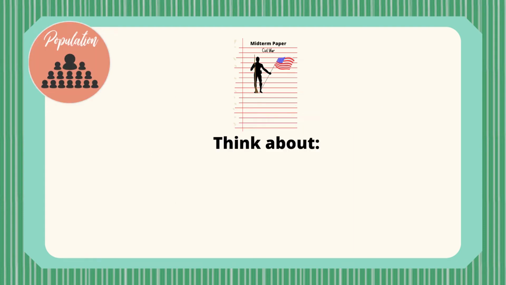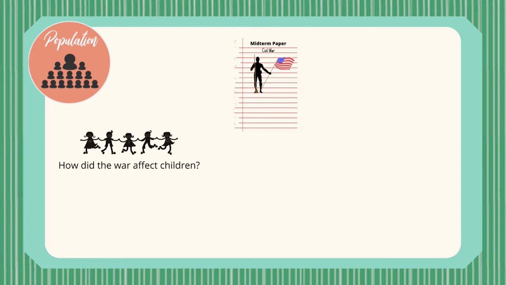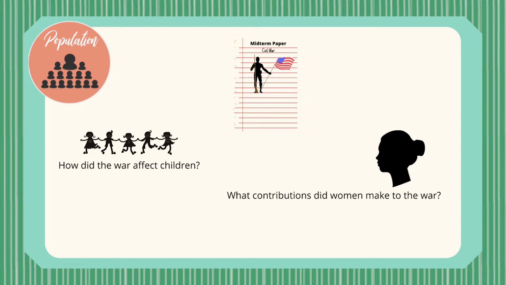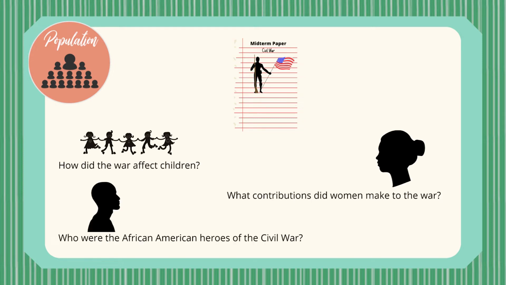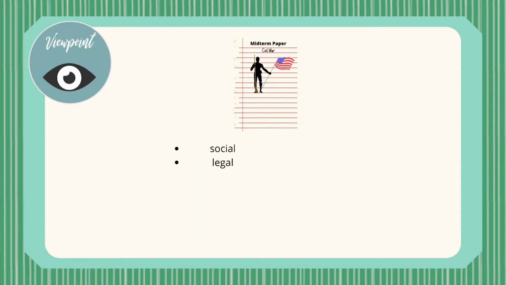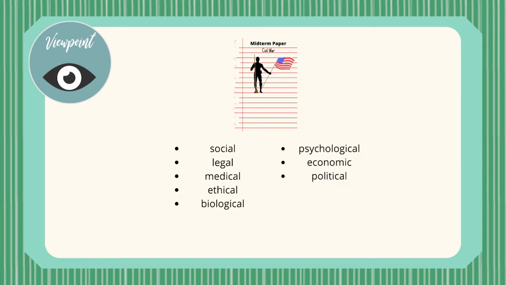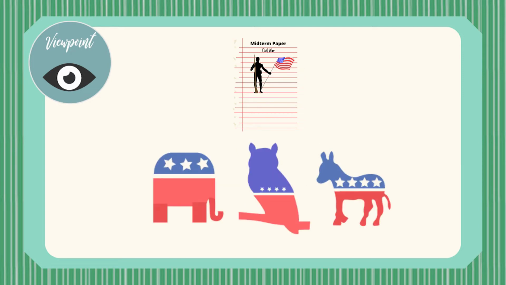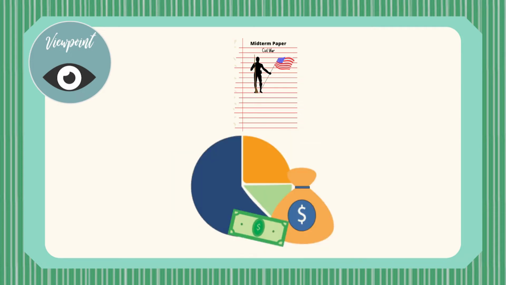Population. Think about gender, age, occupation, ethnicity, nationality, education, etc. How did the war affect children? What contributions did women make to the war? Who were the African American heroes of the Civil War? Viewpoint. What social, legal, medical, ethical, biological, psychological, economic, political, philosophical concerns arose from the Civil War? You could look at the political parties or the legal or economic effects of the war. There are a lot of possibilities.